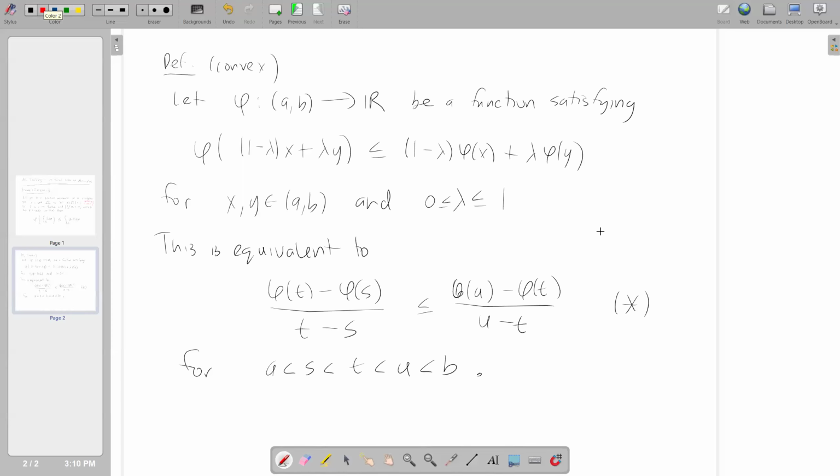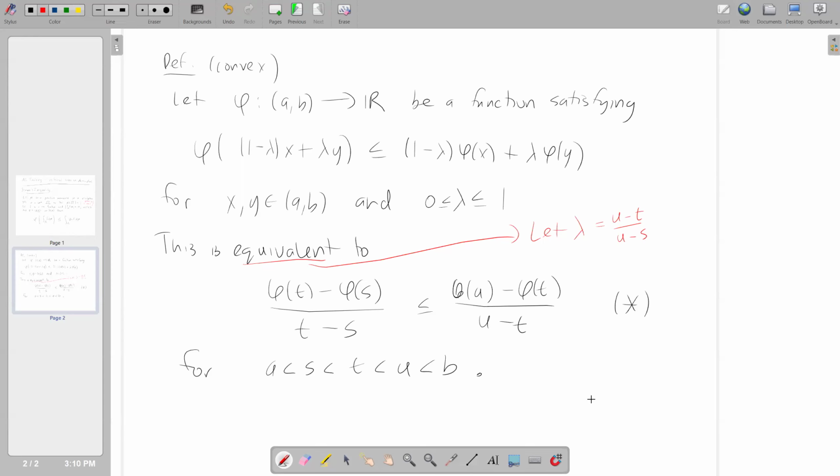So let lambda equal, no wait, I want to get this right. Hold on. Let's try again. Let lambda equal u minus t over u minus s.